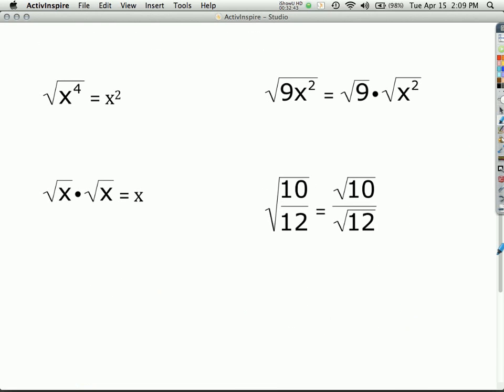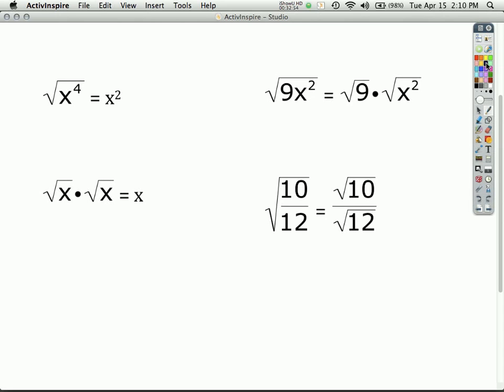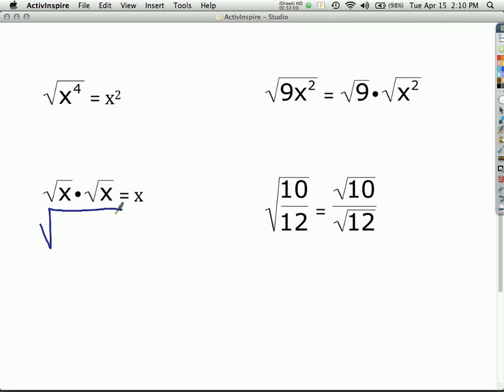But this is one that you're going to start learning right now that it makes perfect sense. Radical x times radical x equals x. And the reason that this works is because when you multiply a radical times a radical, what you actually do is this. And x times x is x squared. And what's the square root of x squared? It's x. And so what we get from this is that anytime you multiply a radical times itself, the expression inside the radical jumps out.